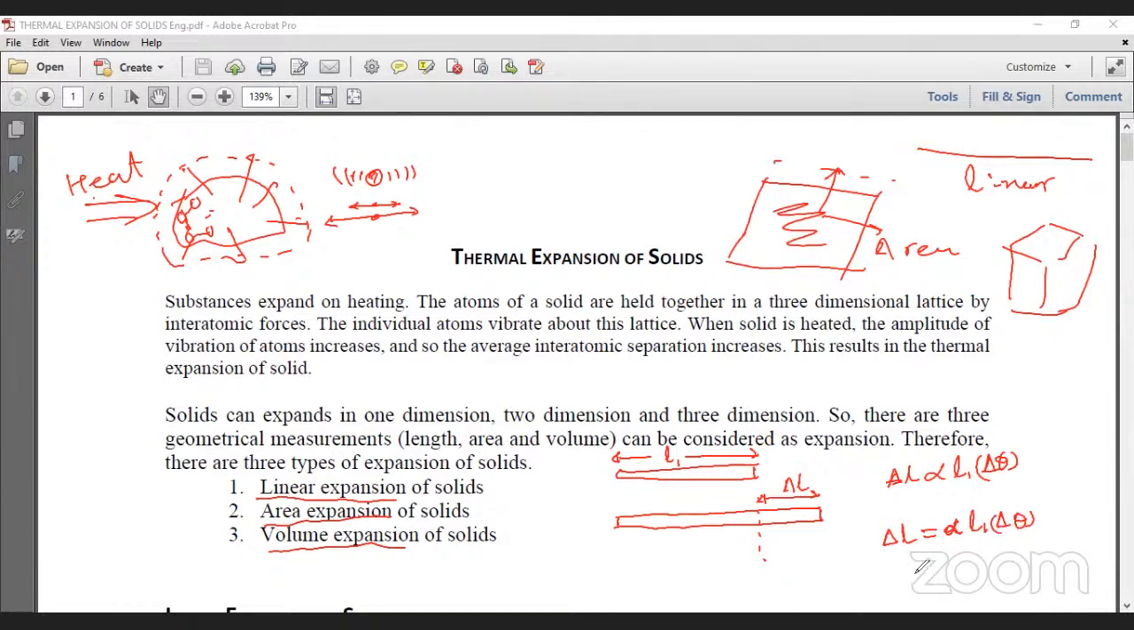This alpha we call the coefficient of linear expansion, or linear expansivity. So this is the main equation corresponding to linear expansion. I will go on.